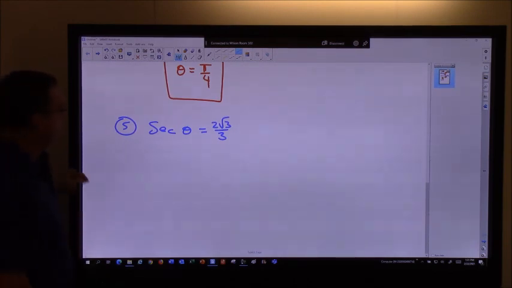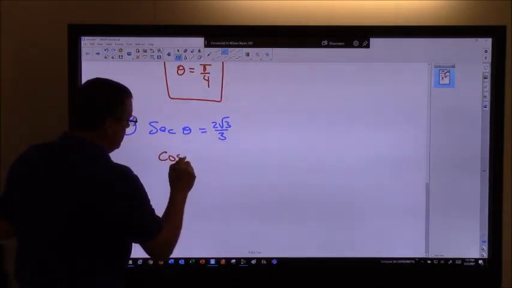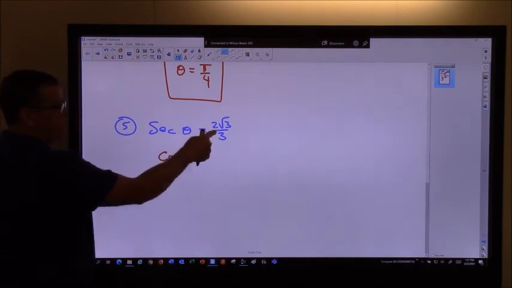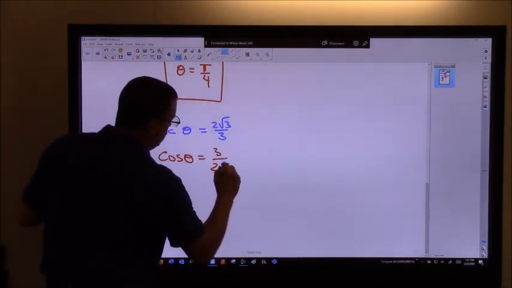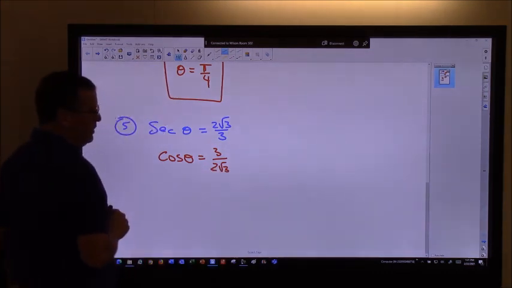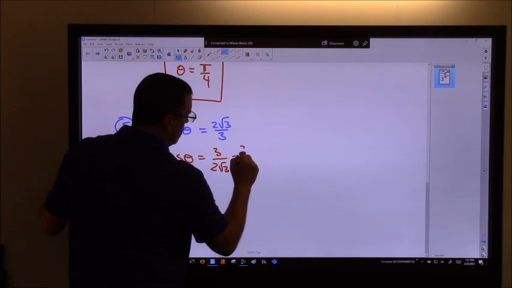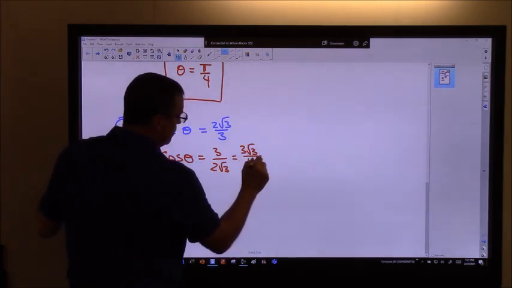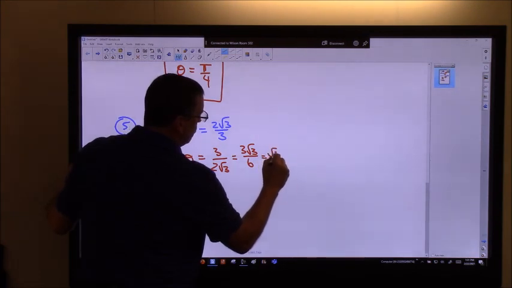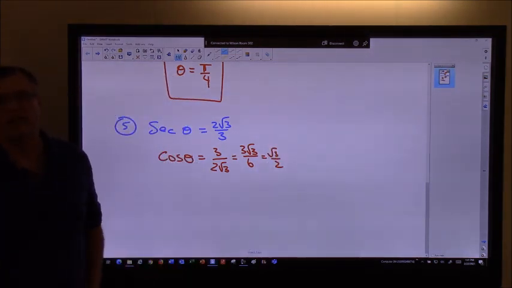So what I'm going to do is I'm going to say, well, if the secant equals this, then the cosine is the reciprocal of that. I'm just going to flip it over. So 3 over 2 root 3. And then I'll rationalize that. So I'm going to get 3 root 3 over 3 times 2, that's 6. And that'll reduce down to root 3 over 2. Aha, a number we recognize, right?